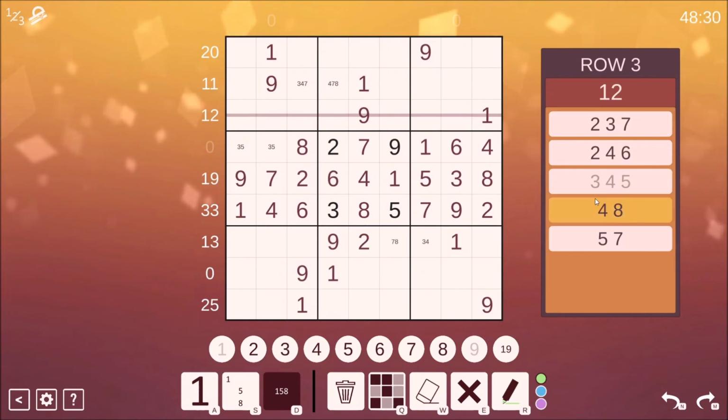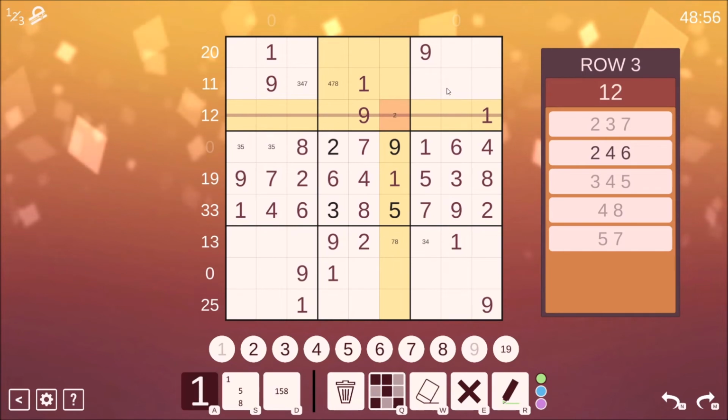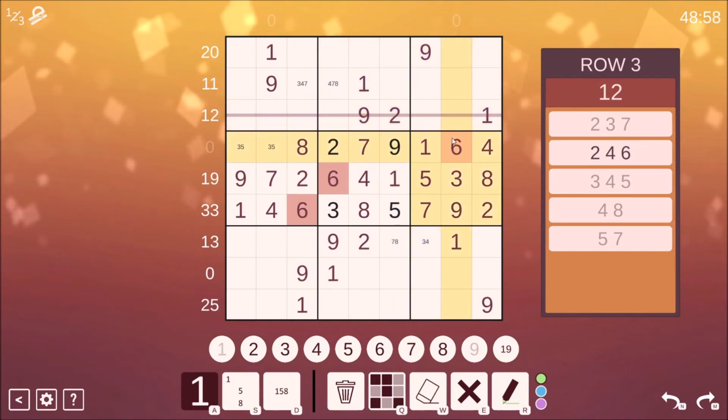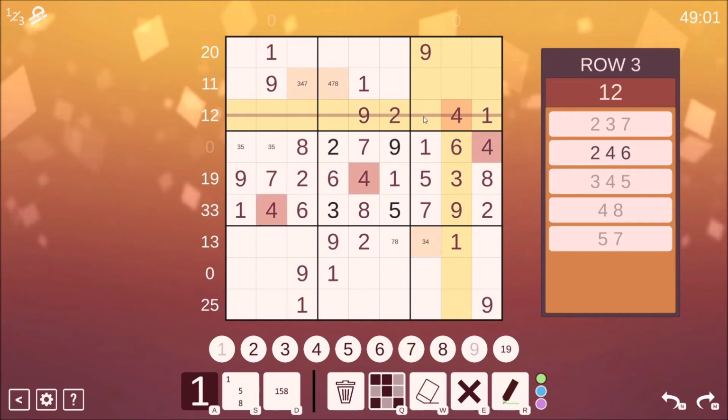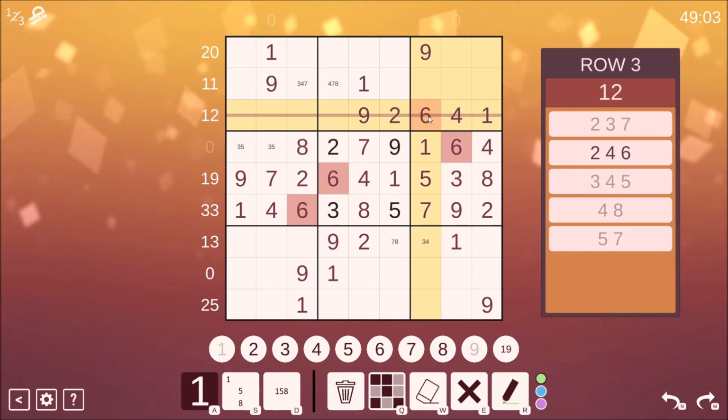This 12 clue is a gap of 3, so it's either a 2, 3, 7, which we would have to place the 7 in the middle, but there's already a 7 here, so we can't have that. It's actually a 2, 4, 6. Now, the 2 could not go here because of this 1. It could not go here because of this 1. So we would have to place the 2 here. And the 6 blocks out that, so we have a 4 here and a 6 here.